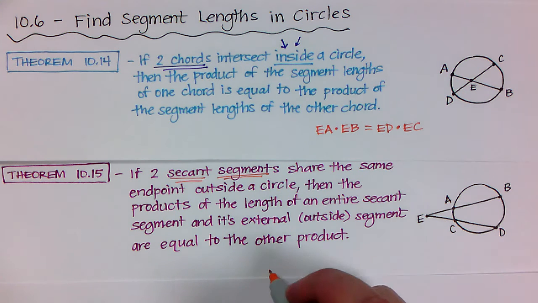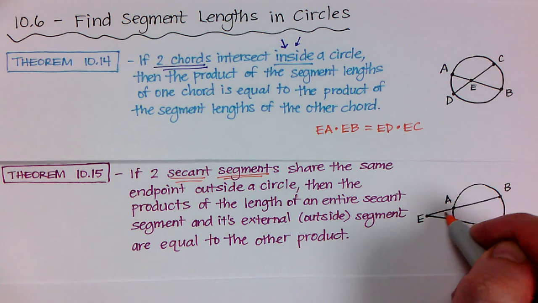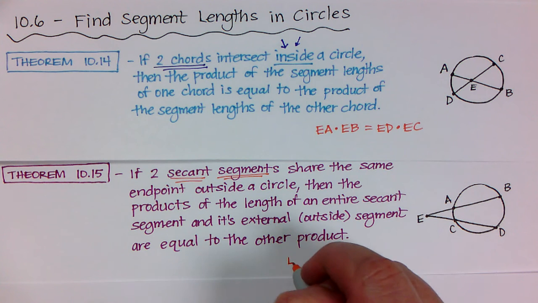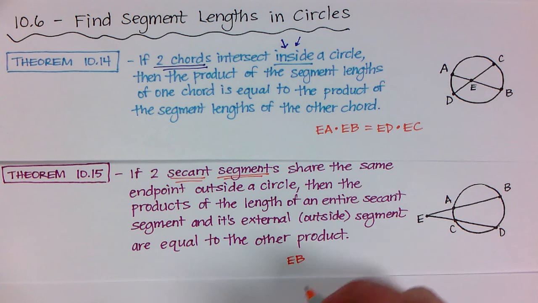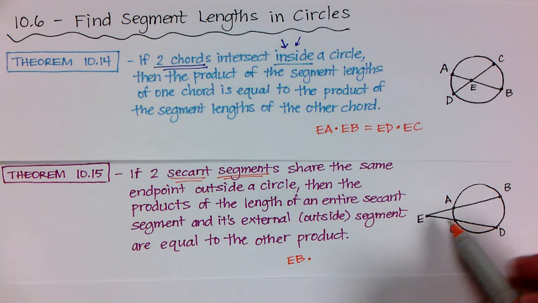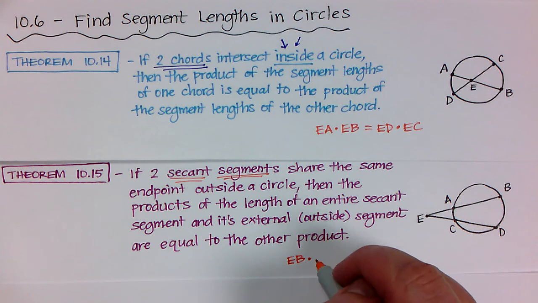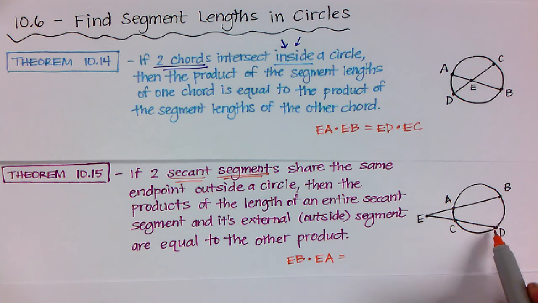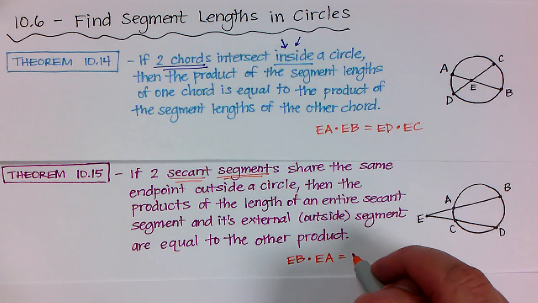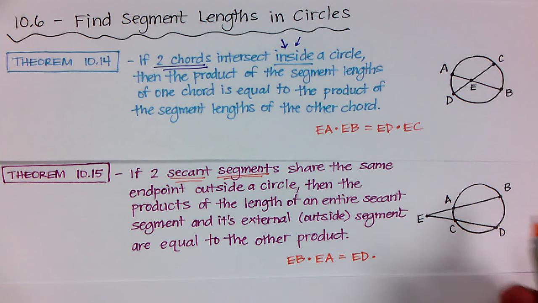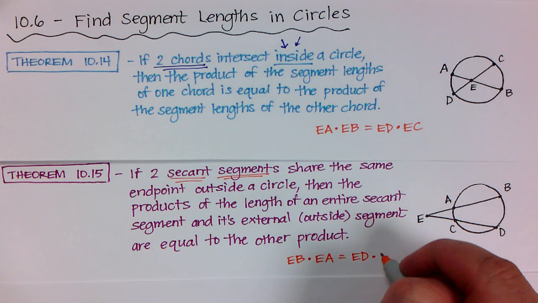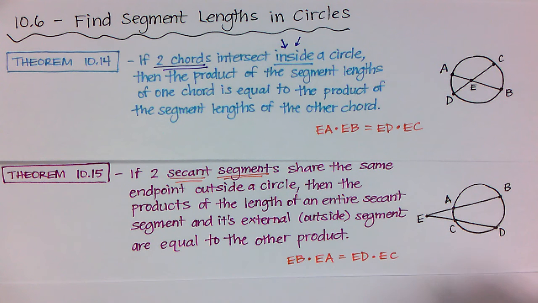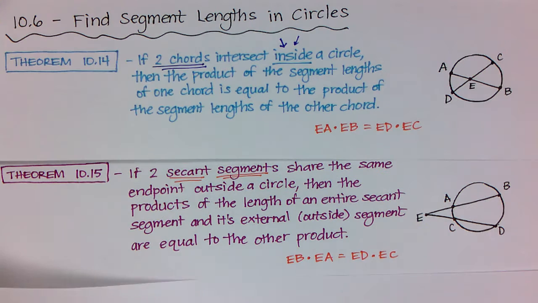So let's write that down. So this means that EB, so that entire secant, times just the external part, EA, is equal to the entire other secant, which is ED, times just the external part, EC. And that's it for that rule. Okay. Let's move on to our final theorem for today.